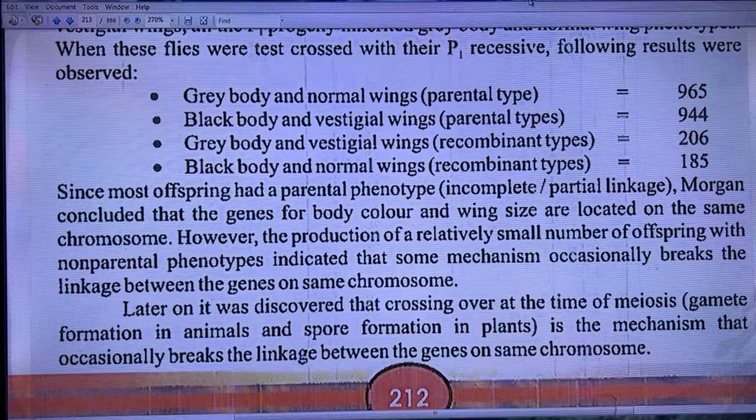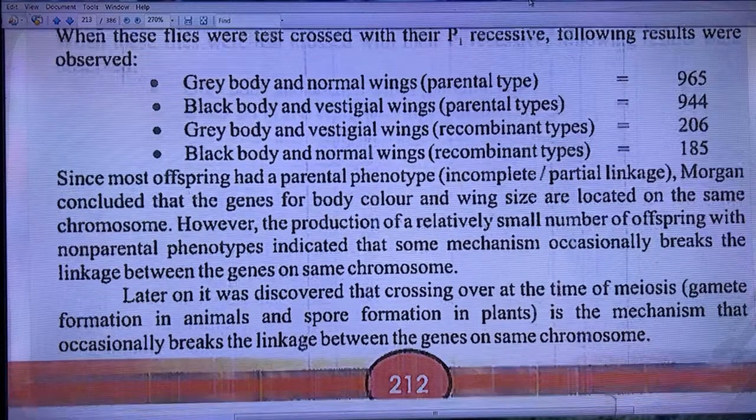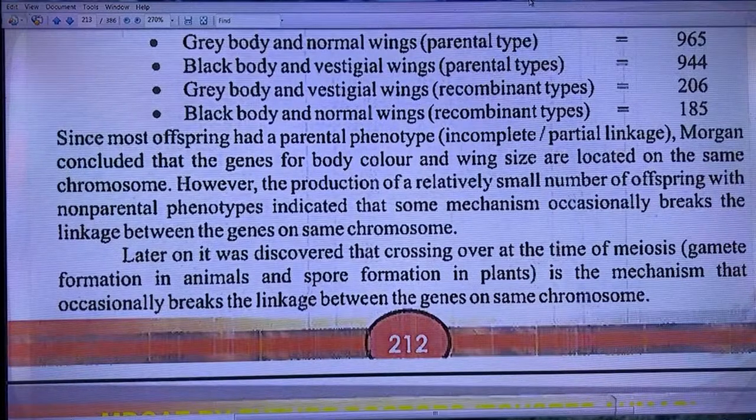Gray body and normal wings, parental type, 965. Black body and vestigial wings, parental type, 944. Gray body and vestigial wings, recombinant type, 206. Black body and normal wings, recombinant type, 185. Since most of the offspring had parental phenotypes, indicating incomplete or partial linkage, Morgan concluded that the genes for body color and wing size are located on the same chromosome.